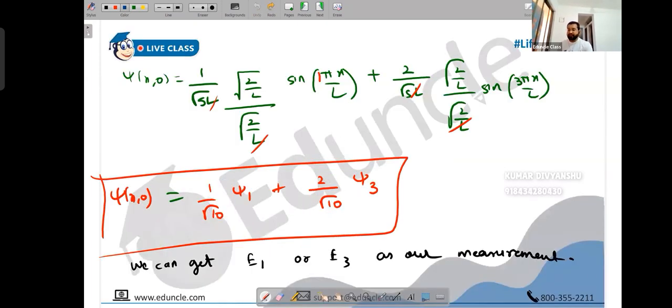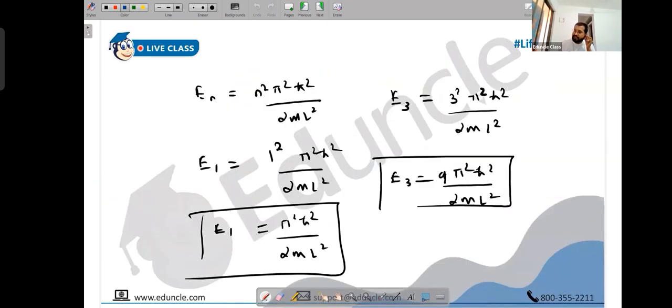But the coefficients are not significant to understand what energy eigenvalues you are going to get. They're not significant. So you could have directly written by checking sin(1πx/L) and sin(3πx/L), the answer is E1 and E3. Done. Clear? Shall we go next?